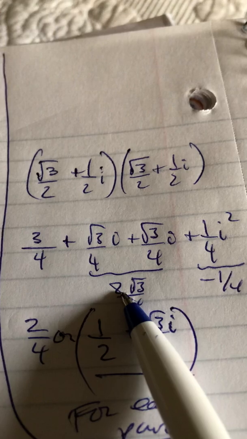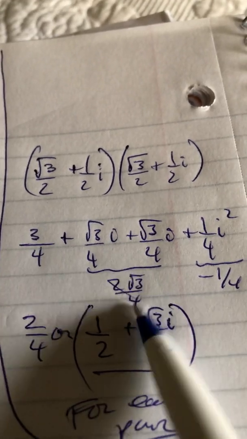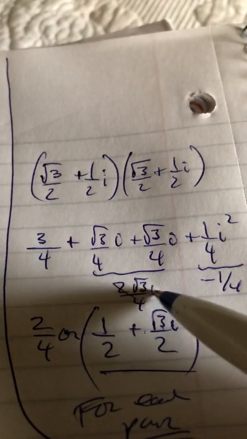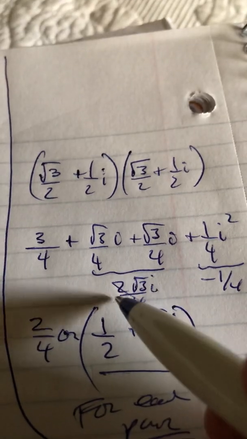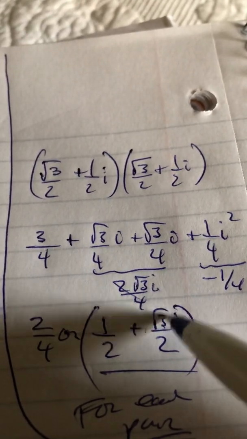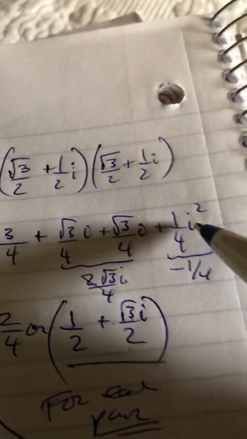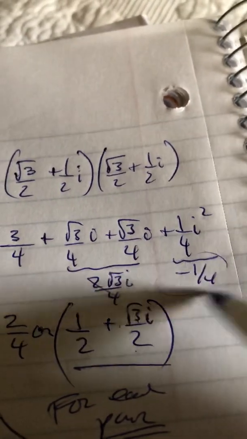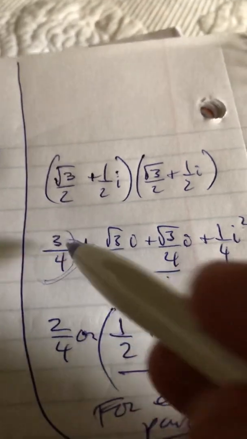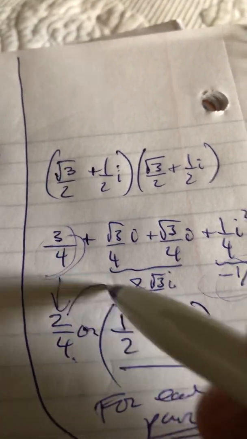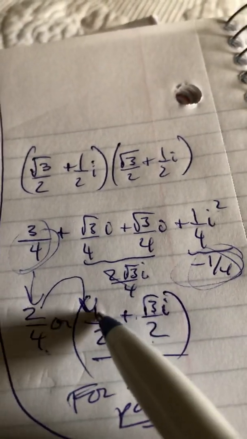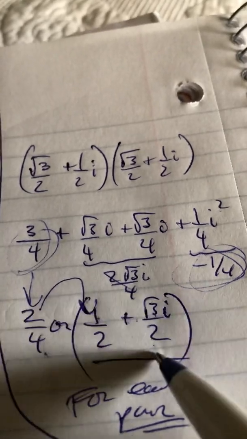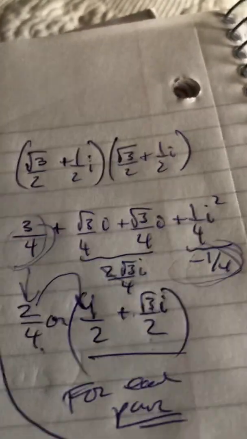So there's 2 of them. So we have 2 square root of 3 over 4, and there is supposed to be an i there. Well, my 2's will reduce, and I'll get square root of 3i over 2. Now remember, i squared is negative 1, so this is negative 1/4. So I have negative 1/4 plus 3/4, which is 2/4, or my 1/2. So I have 1/2 plus the square root of 3i over 2, and that's for each pair.